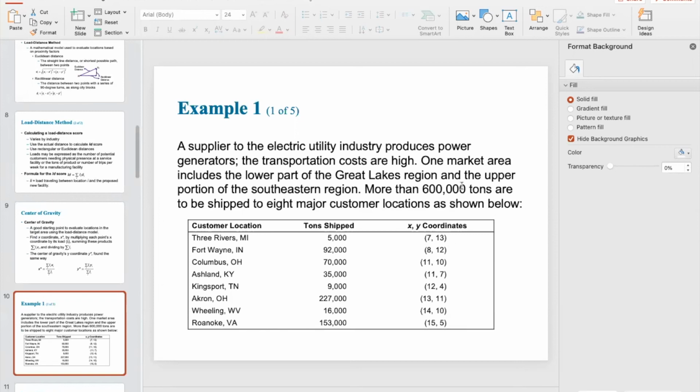So the table already basically summarizes some of the corresponding information for you, especially related to the customer population within different locations. All right, for example, the first one, 3 Rivers in Michigan, right? The customer population here shows you basically you need 5,000 tons to be shipped.